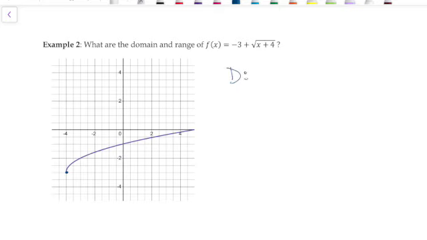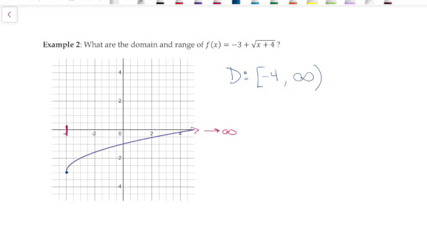All right, so the domain is going to be the x values. So where does it start on the x-axis? The farthest left point. Remember, we always go from smallest to biggest. So the smallest point right here is -4, and it goes forever to the right to infinity. Okay, so the domain goes from -4, and it touches -4, all the way up to infinity, and it never touches infinity.